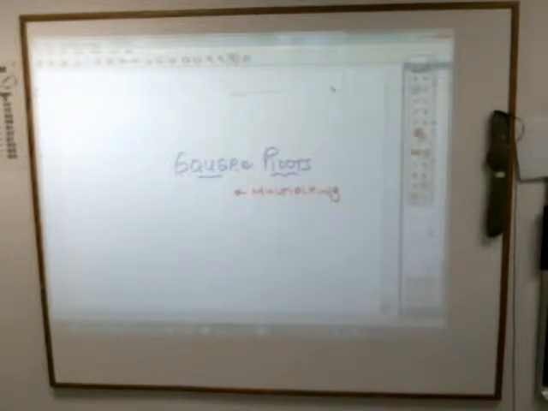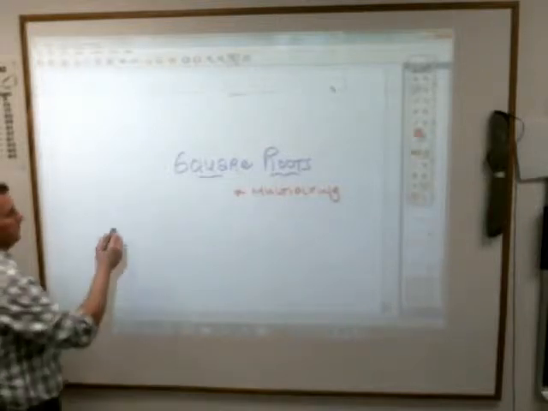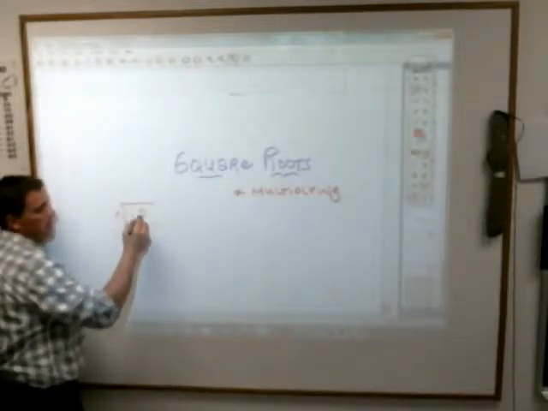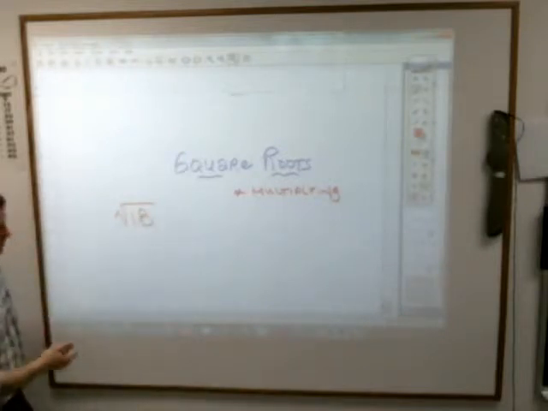We've already done simplifying square roots, correct? For example, if you find the square root of 18, what do I do with that?